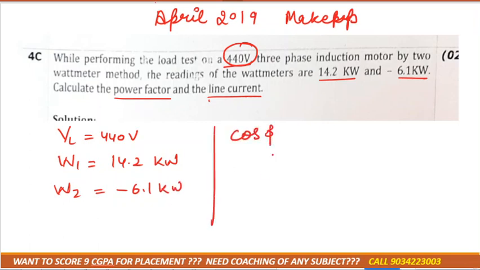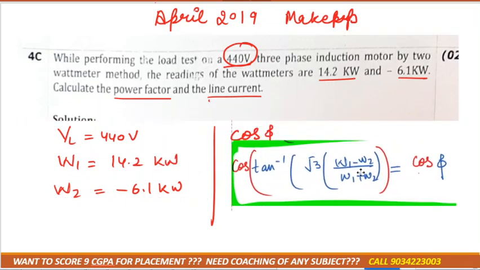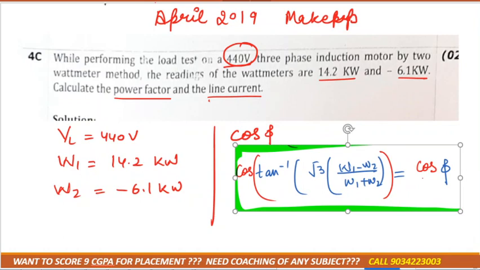Power factor is cos phi. As you know, the formula for the cos phi is simple, this one, right? So we know the value of W1, we know the value of W2. After substituting it, we'll get the value. So we'll get cos phi as 0.245, correct?